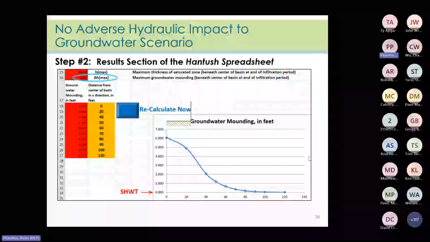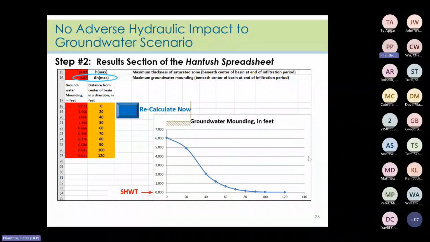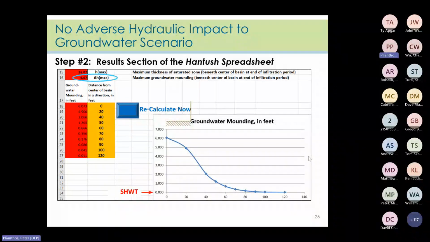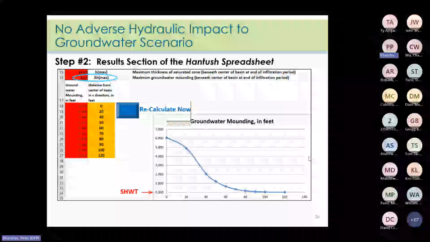Since the seasonal high water table, which the spreadsheet always sets at y equals 0, is 7.5 feet below the bottom of the sand layer, the temporarily elevated groundwater table, located at y equals 6.07 feet at the center of the basin, where x equals 0, will not reach the bottom of the sand layer. Therefore, the assessment shows no adverse hydraulic impact to the proposed infiltration BMP from the groundwater mounding.